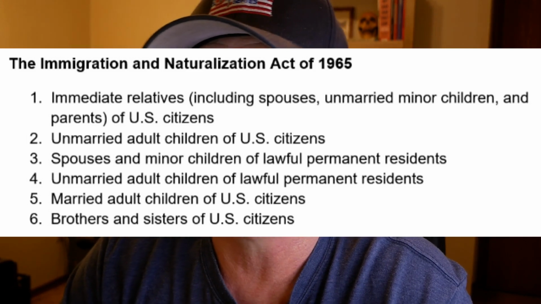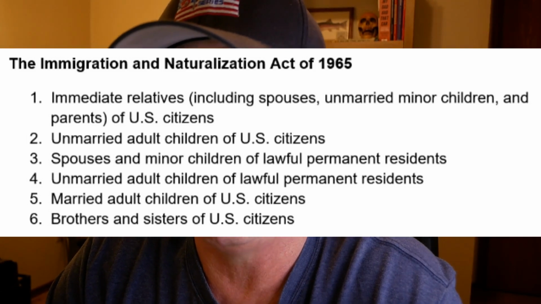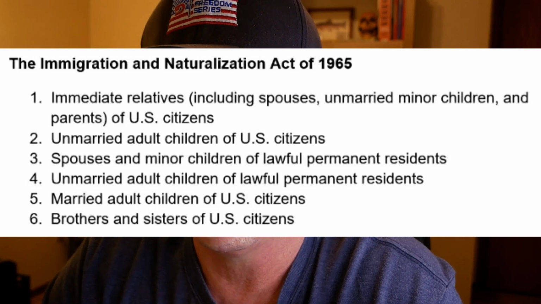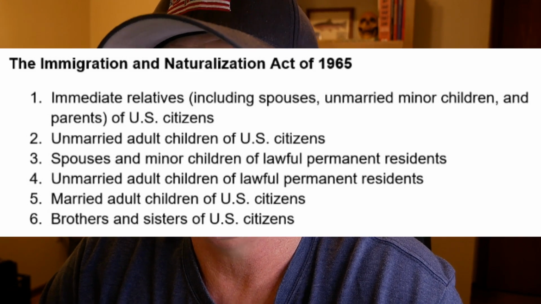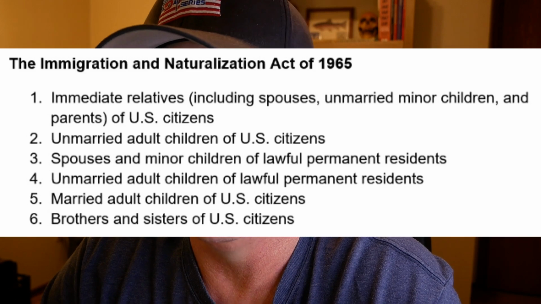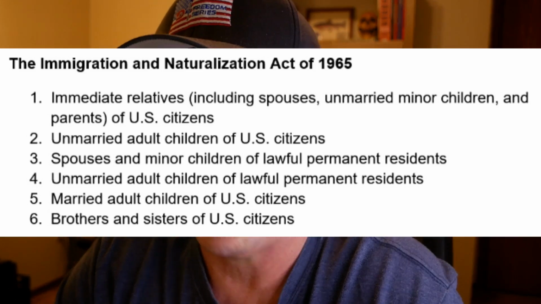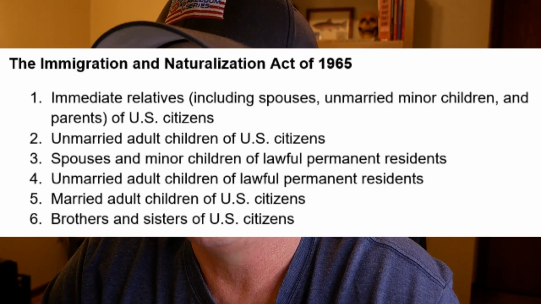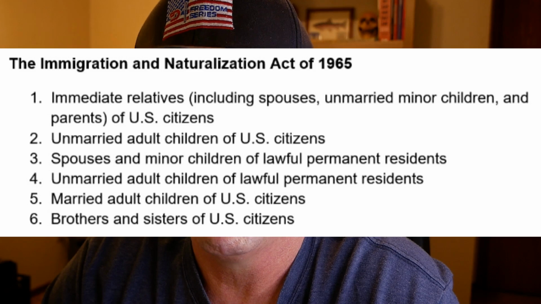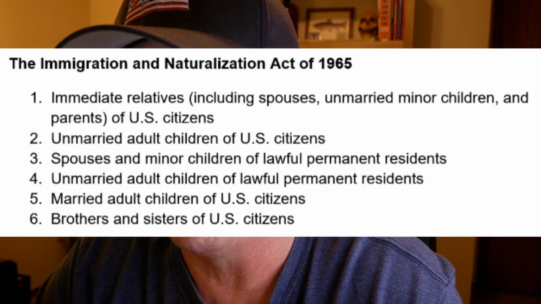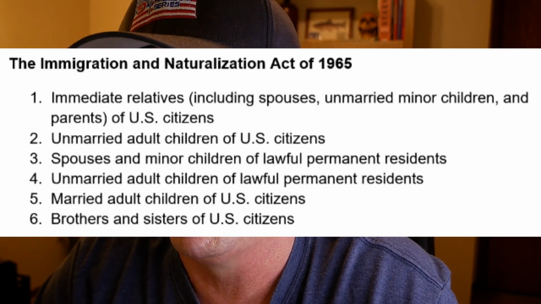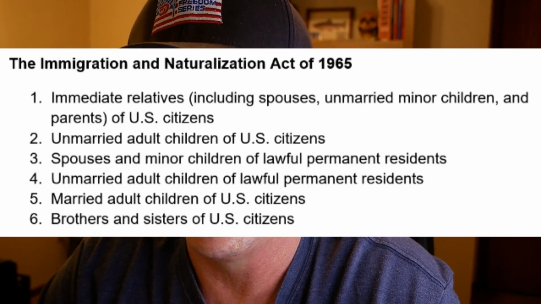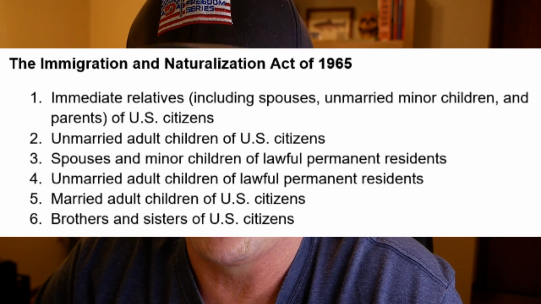Immediate relatives, including spouses, unmarried minor children, and parents of U.S. citizens. So, did you catch that last part? You have to be a U.S. citizen. Number 2, unmarried adult children of, that's right, U.S. citizens. Number 3, spouses and minor children of lawful permanent residents. Almost sounds like it's going back to that domicile thing again, huh? Number 4, unmarried adult children of lawful permanent residents. Okay, are you smelling what I'm stepping in here?